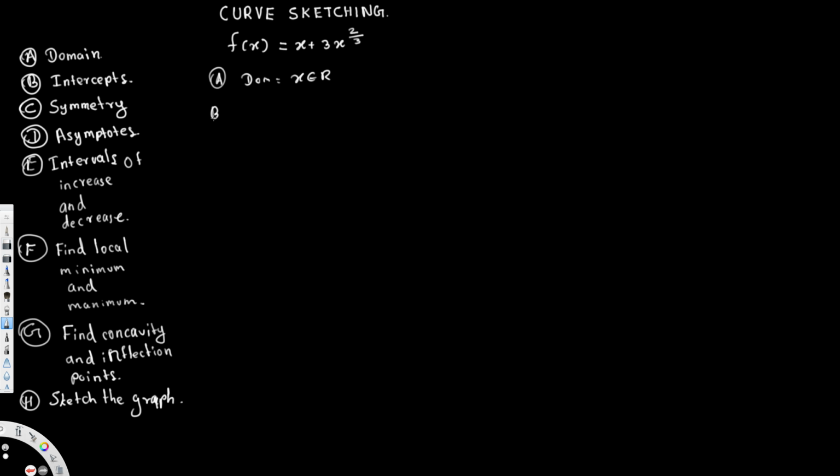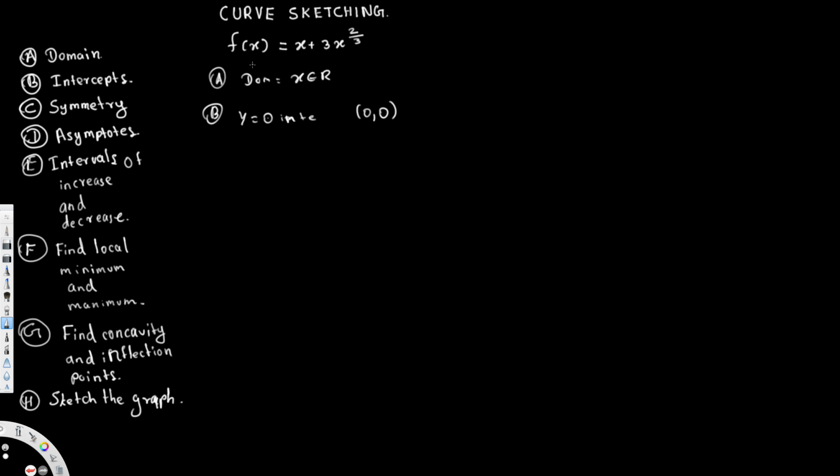First, let's see how we can find the y-intercept. To find the y-intercept, I have to set x equal to 0. If I set x equal to 0, then y is equal to 0. So that's my y-intercept. Therefore x is equal to 0, y is equal to 0, and (0, 0) is the point.